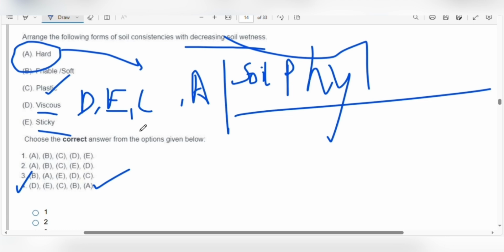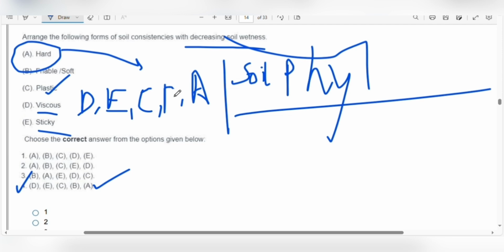It stays in that deformed shape, and that property is called soil plasticity. For soil plasticity, the prerequisite is that at least 15% of clay should be there. At least 15% of clay particles should be there to make the soil plastic, right? So D, E, C is done.